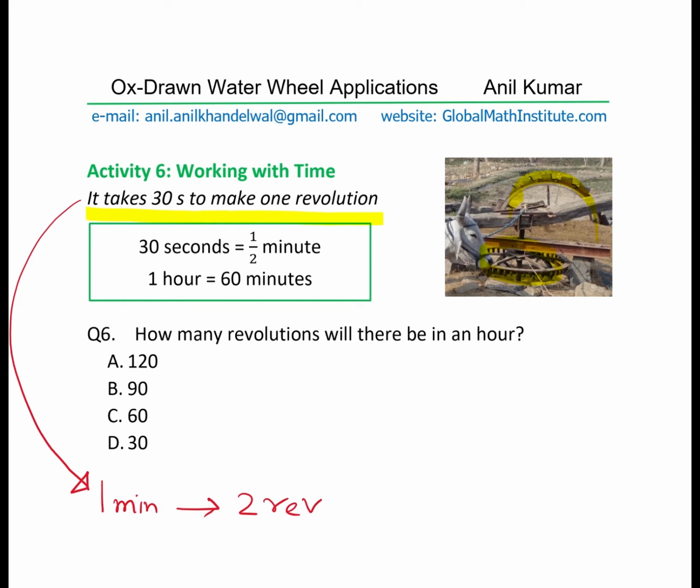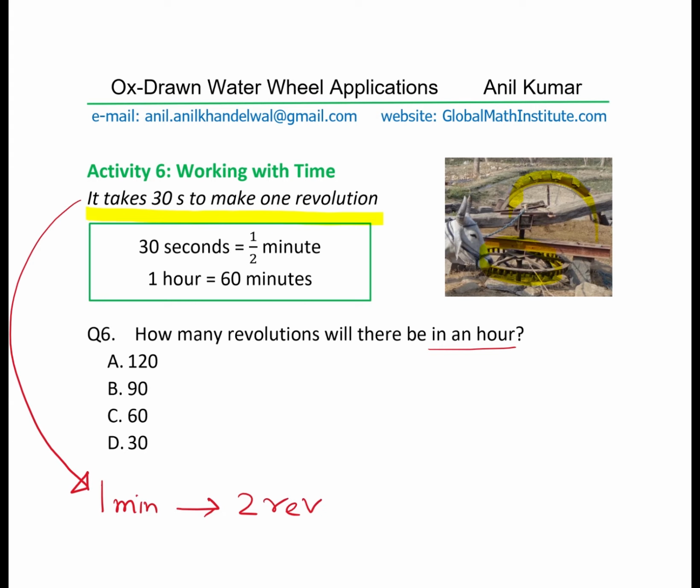Now, 30 seconds is half a minute, and 1 hour is 60 minutes. You know it. Question number 6 here is, how many revolutions will there be in an hour? So pause the video, and answer the question.